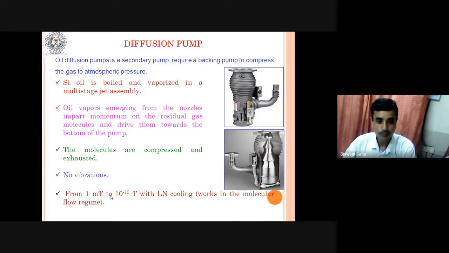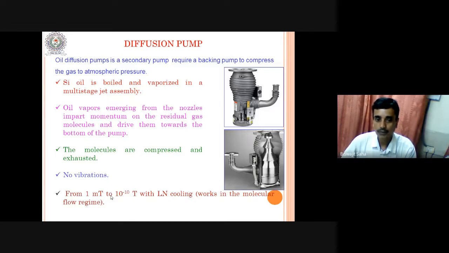So let me now move to the second pump, which is called the diffusion pump. Diffusion pump is not a primary pump. It is called a secondary pump. This is because the diffusion pump cannot exhaust or discharge the gas molecules into the open environment. It requires the help of a primary pump like a rotary pump. But the basic working principle of a diffusion pump is very simple. It requires to be connected with a rotary pump or any primary pump in series with its exhaust connection, exhaust pipe.